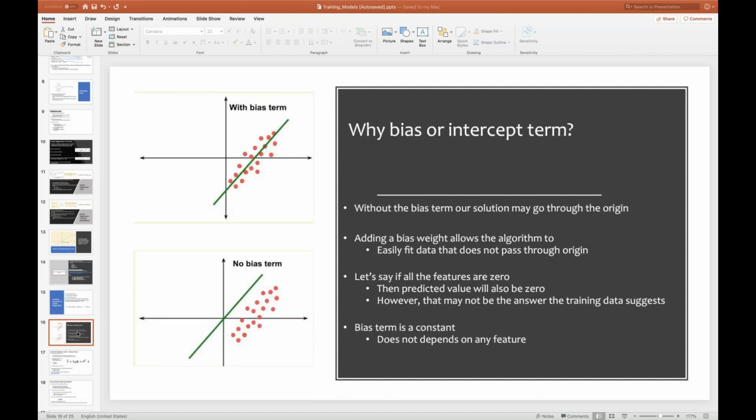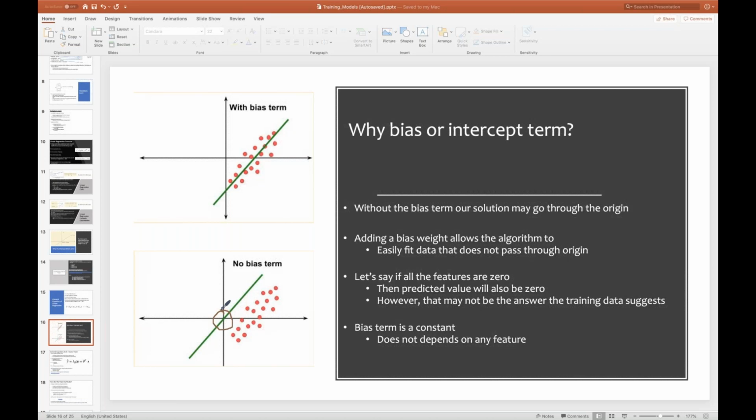What is the bias term and why is it so important? I was talking about theta 0, and I also asked you to understand it very carefully. Now let's jump into the bias term. Why is it so important? Because without the bias term, our solution may go through the origin. If the bias term starts from 0, the assumption is starting from this point, which is 0 of x and 0 of y. That's what I have shown in the diagram.